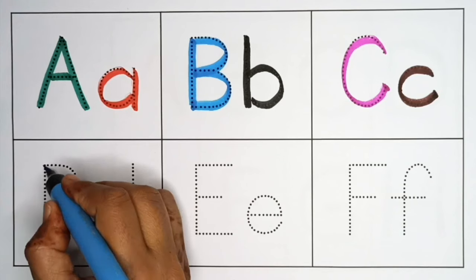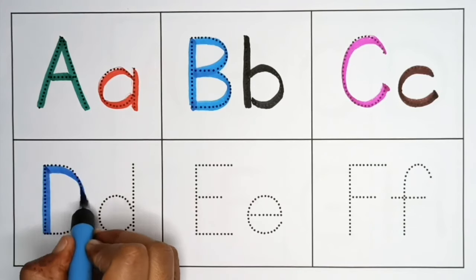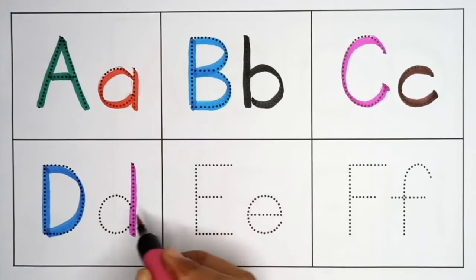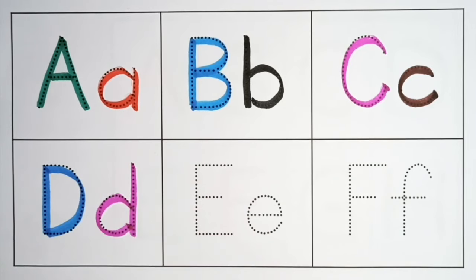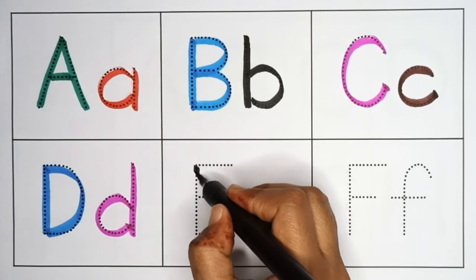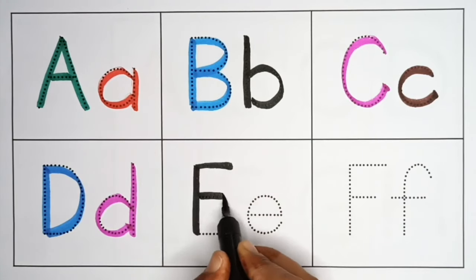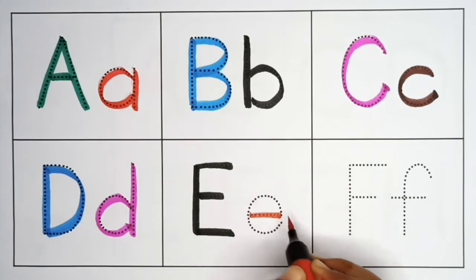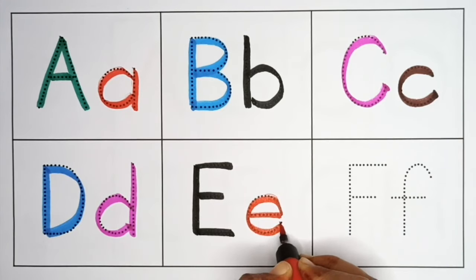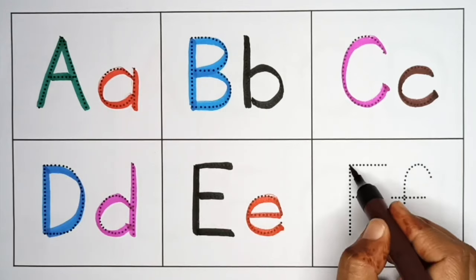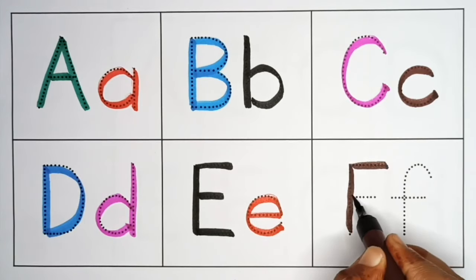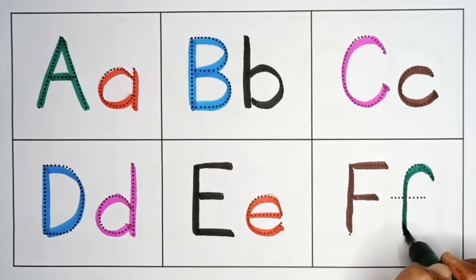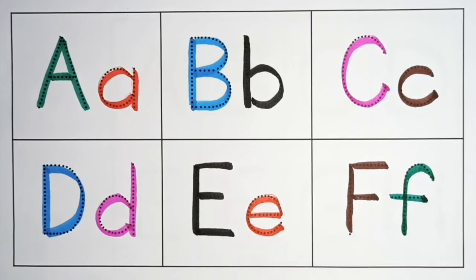Blue color. D for dog. Purple color. D for dog. Black color. E for elephant. Red color. E for elephant. Brown color. F for fish. Green color. F for fish. Thank you.